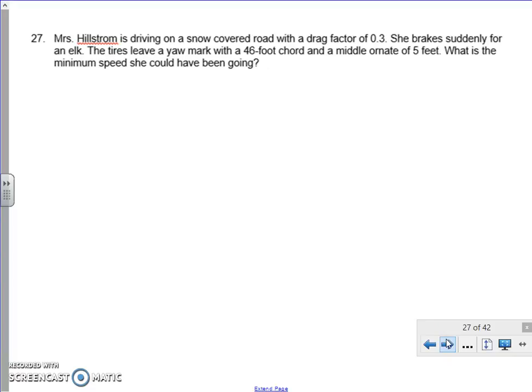All right, Miss Histrom is driving on a snow-covered road with a drag factor of 0.3. She brakes suddenly for an elk and she leaves a yaw mark with a chord of 46 feet long and a middle ordinate of 5 feet. What is the minimum speed she must have been going?